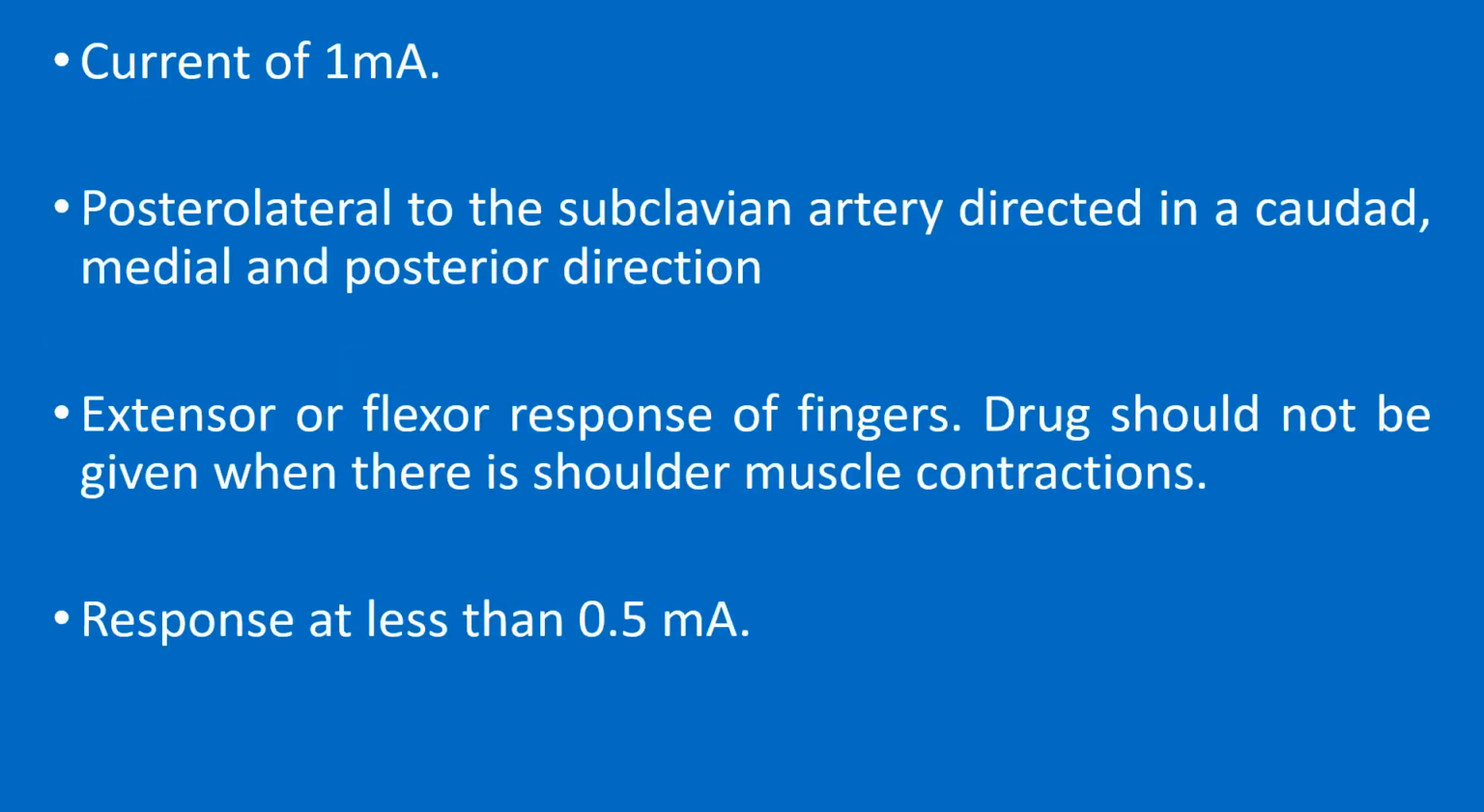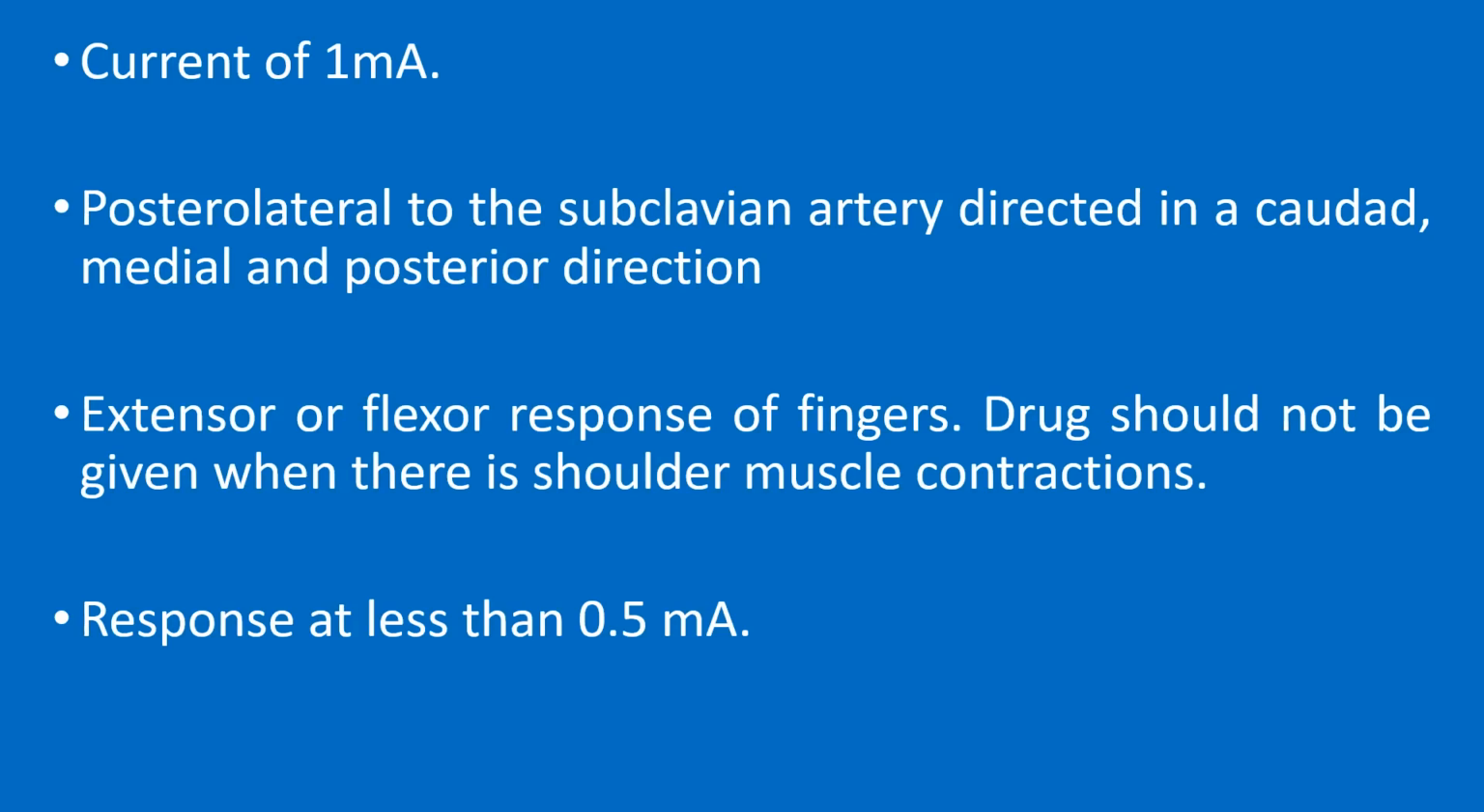Initially, with a current of 1 milliampere set on the machine, we insert the needle posterolateral to the subclavian artery, directed in a cord-medial and posterior direction, and we seek an extensor or flexor response of the fingers. This is very important: a drug should not be given when there are shoulder muscle contractions because that will result in failure of the block. So always remember the extensor or flexor response of the fingers. At that point only we give the drug.